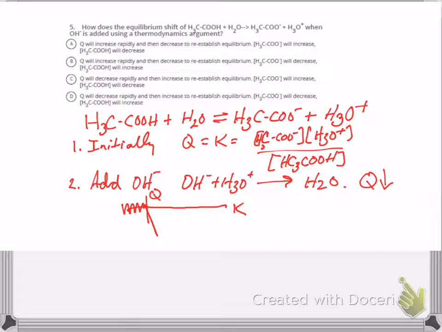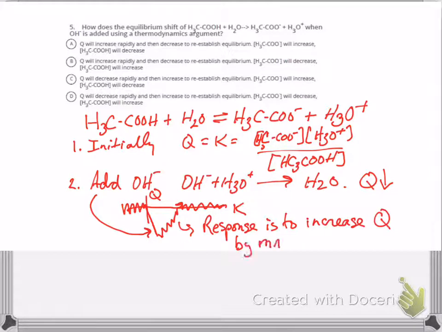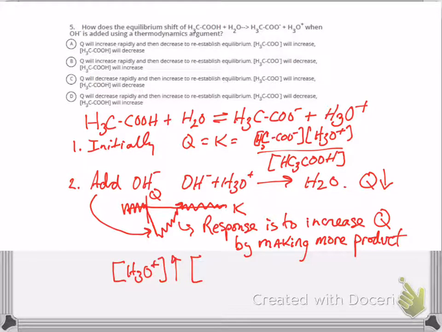And then we have the response of the system, which is to increase Q. That means it's going to increase the numerator and decrease the denominator. So it's got to make more products, less reactants. So we expect the concentration, in this response only, the shift will make more H3O+, more conjugate base, and less of the acid.